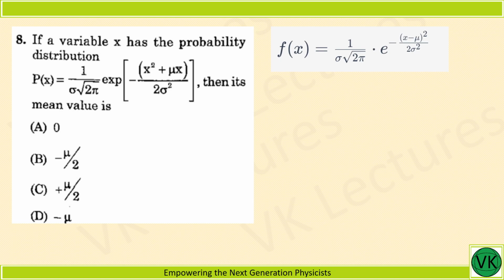If a variable x has a probability distribution of p of x equal to 1 by sigma times root of 2 pi into exponential of minus x square plus mu x by 2 sigma squared, then its mean value or the average is given by. Now before going to the question, let us understand how we can write the f of x, the probability distribution function, or Gaussian function. So this is a Gaussian distribution function.